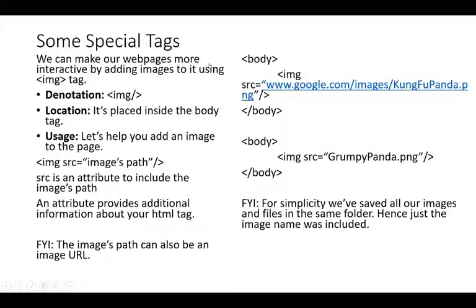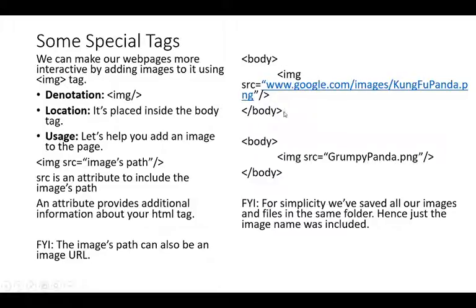For example, in the body tag, we have the image source, and we have www.com/image/googlepanda.png. Then we have another one which is not a URL, it's a file. For simplicity, we usually save all our images and files in the same folder so it can reference the file. Hence just the image name was included here. They just included the image name.